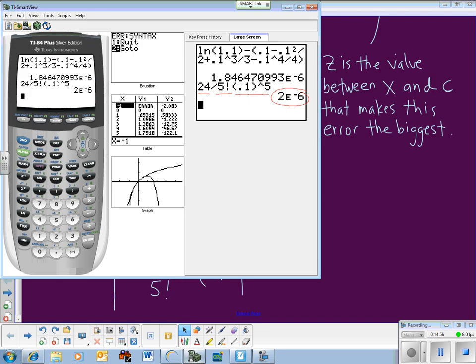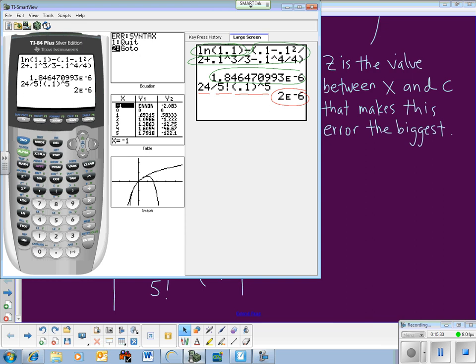So what I also calculated on this screen was our error. This number is our error. All right, here's the actual log of 1.1. Here's the polynomial with 0.1 plugged into it, and those were off by 1.8 times 10 to the negative 6th. So what this Lagrange error tells us is we will be within 2 times 10 to the negative 6th of the actual value. And how close are we? We are 1.84 times 10 to the negative 6th from the actual value. So it shows that it worked. We were within the error that it said.